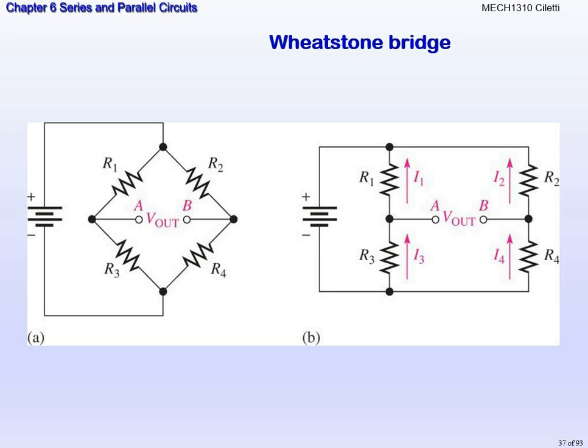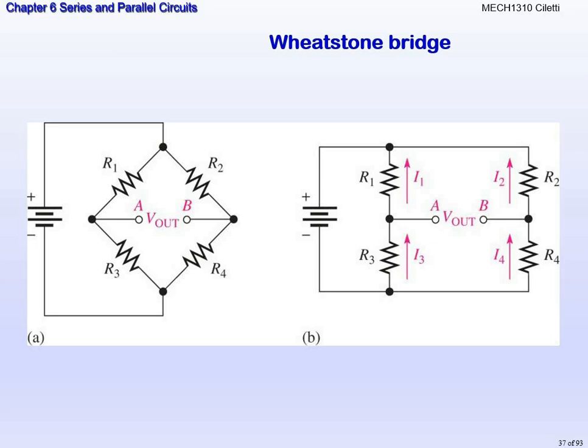Anytime you have a balanced Wheatstone bridge, V out is equal to 0. V out is equal to 0 if we have a balanced Wheatstone bridge. We're going to calculate V out here. Schematic B is the Wheatstone bridge redrawn so that we can understand what's going on.